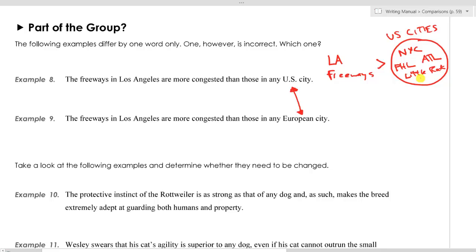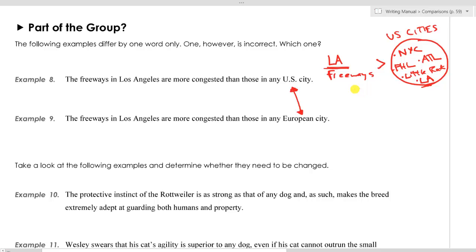Okay, let's move on to LA. Let's put LA in there. So remember, LA is one of the, I apologize to those of you who might live in Little Rock. I'm sure Little Rock is a beautiful, beautiful city. So LA is one of our US cities. So we can see in this diagram what we're ending up doing is we are comparing LA to itself. We are saying that LA's freeways are greater than any US city, which implies that LA freeways are greater than LA freeways, and that is not logical. That is not a logical comparison.